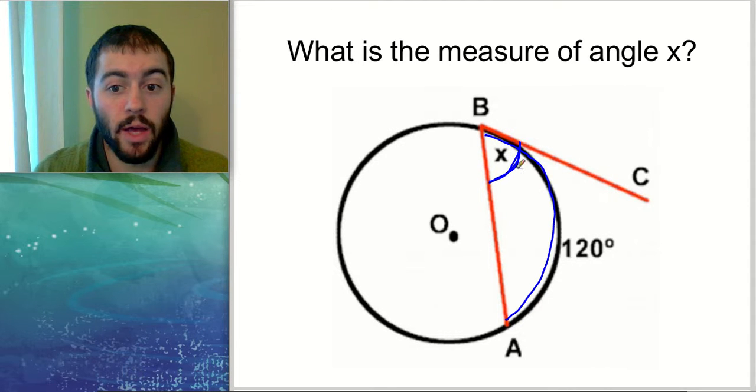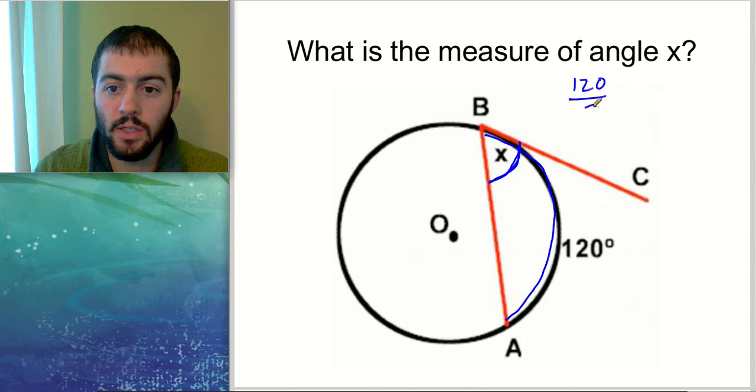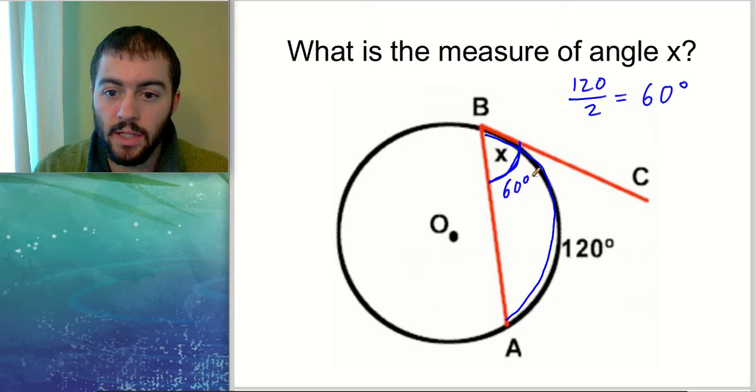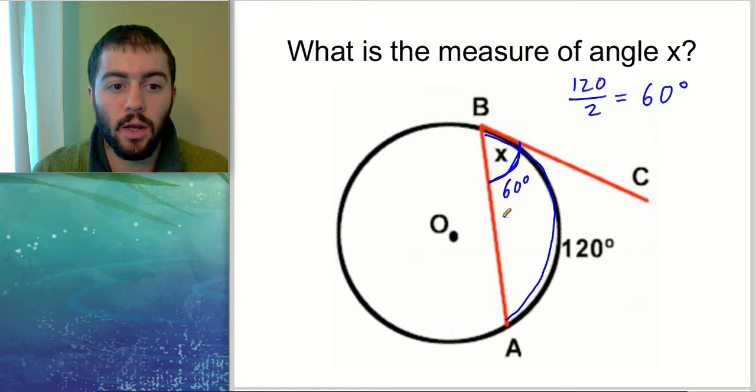And so to find angle X, we just use the rule and take half of the measure of the intercepted arc. So we have 120 degrees divided by 2. That would give us 60 degrees for angle X, being the interior angle between the secant line and tangent line.